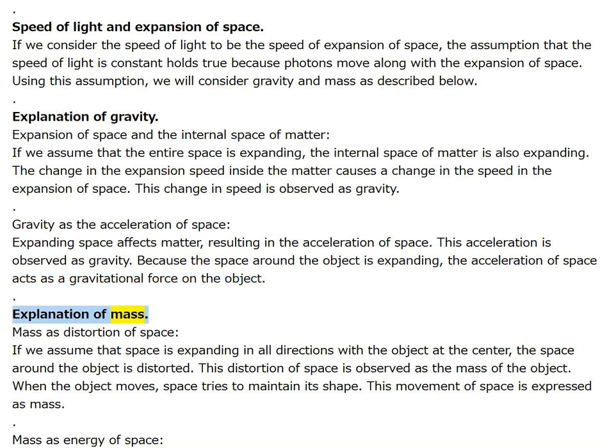Explanation of mass. Mass is distortion of space. If we assume that space is expanding in all directions with the object at the center, the space around the object is distorted. This distortion of space is observed as the mass of the object. When the object moves, space tries to maintain its shape. This movement of space is expressed as mass. Mass is energy of space.